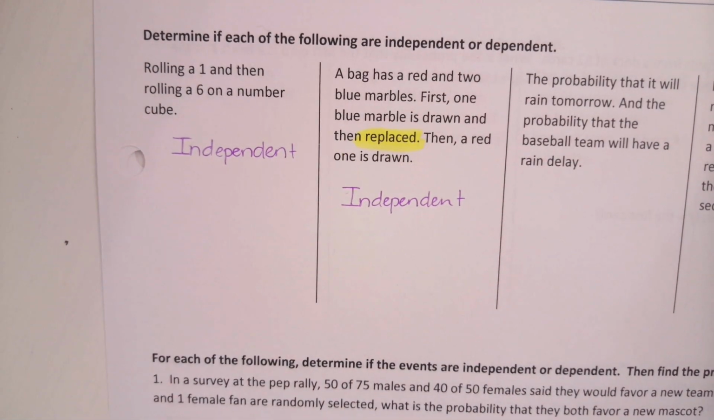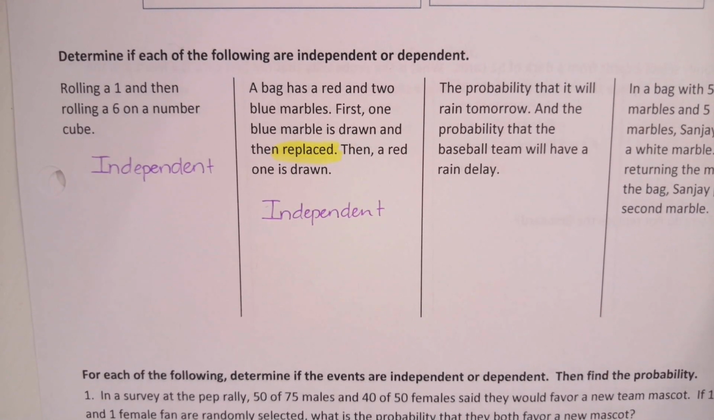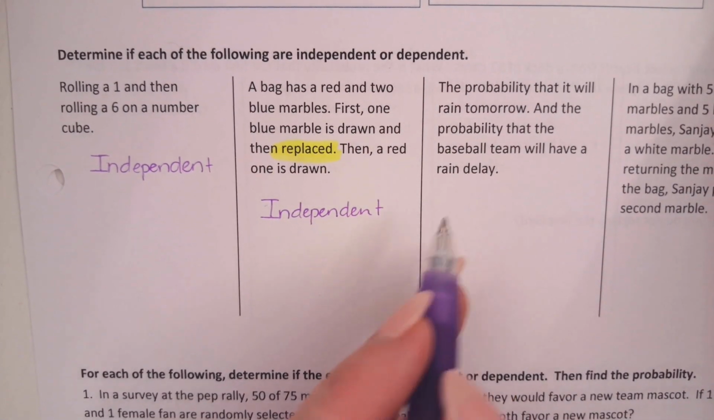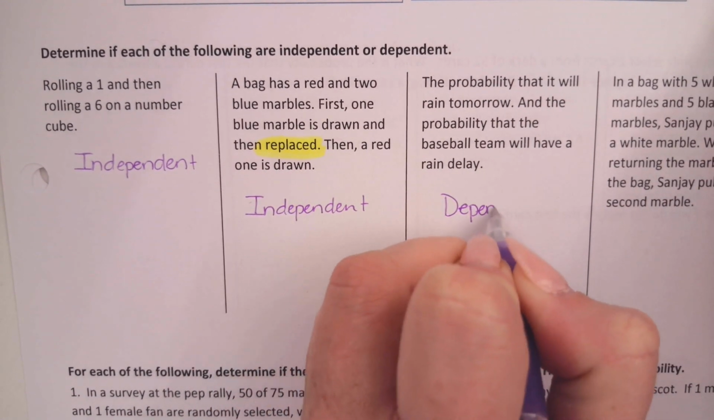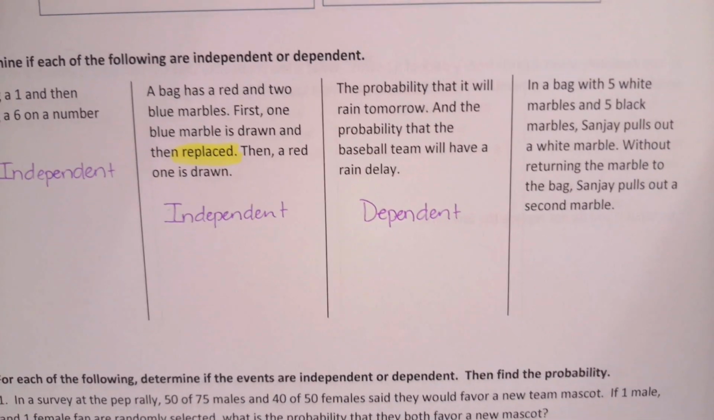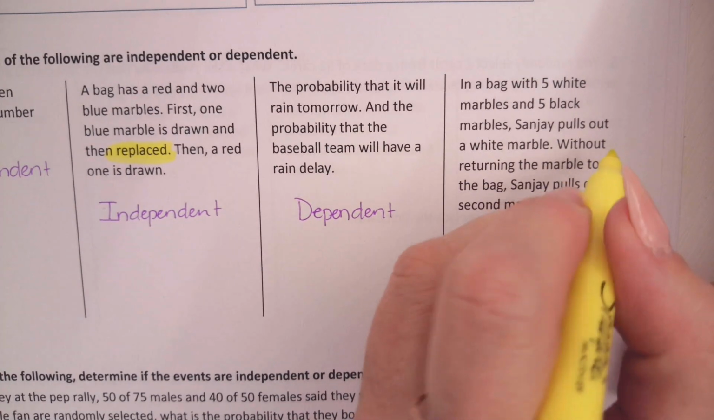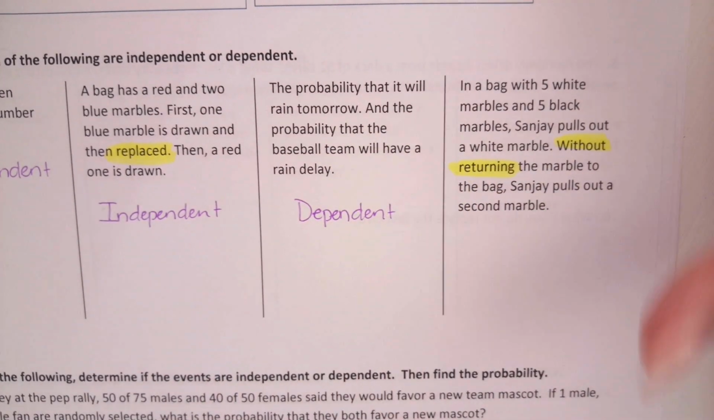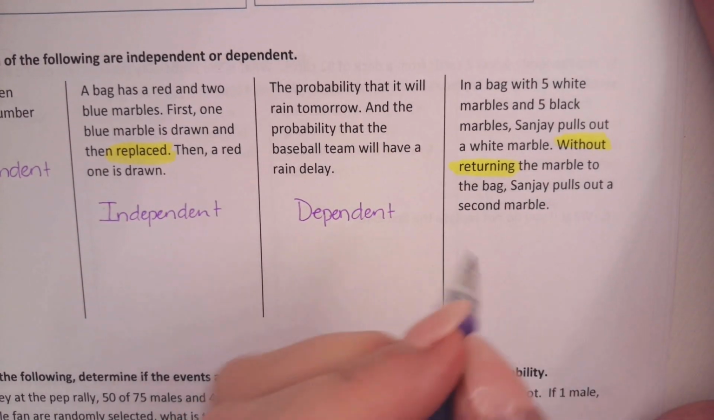The probability that it will rain tomorrow and the probability that the baseball team will have a rain delay. Yeah, that's dependent. I'd say those two are very much related to each other. In a bag with 5 white marbles and 5 black marbles, Sanjay pulls out a white marble without returning the marble to the bag. Sanjay pulls out a second marble. What was the key word? Without returning the marble. So when we go to pick another marble, our numbers are going to be different, which makes it dependent.